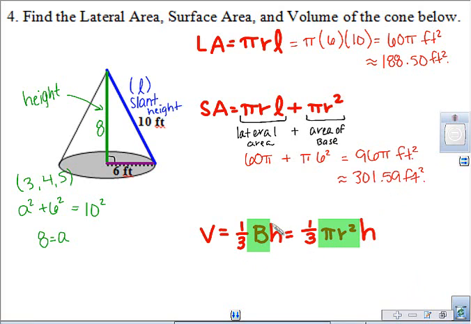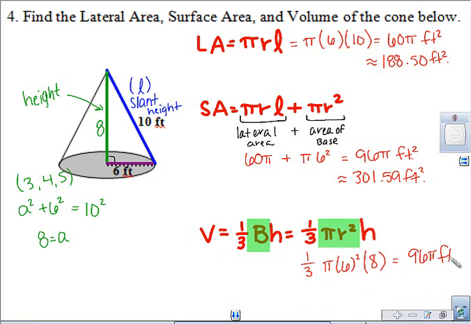Alright, last but not least, volume. And again, I've shown you on the formula chart, when you see that capital B, area of base, for a circle, you can replace it with pi r squared. So I'm going to do 1/3 pi 6 squared times the height of 8. So 1/3 times 6 squared times 8 is 96. So in terms of pi, this is 96 pi. I just multiplied the numbers and am tacking pi there on the end.